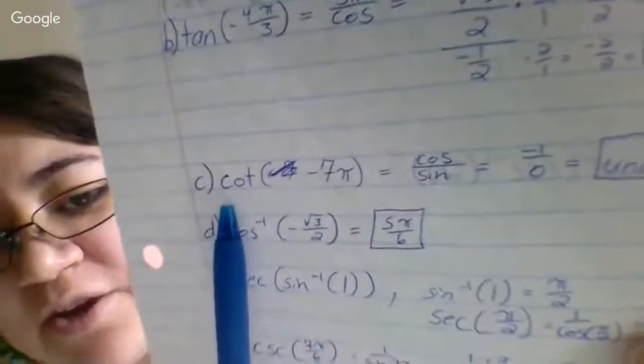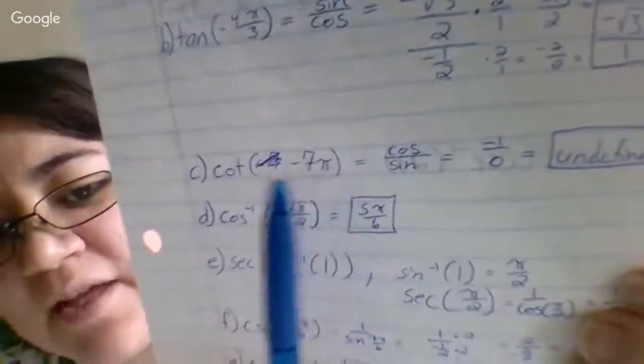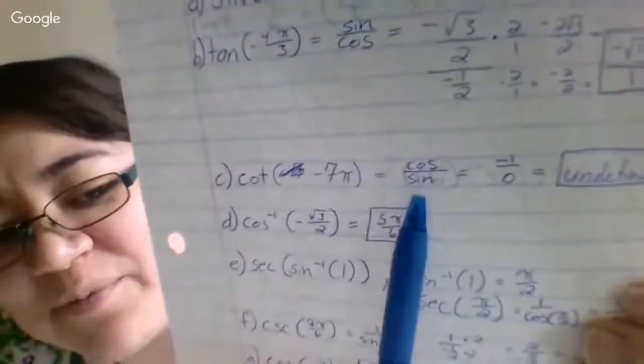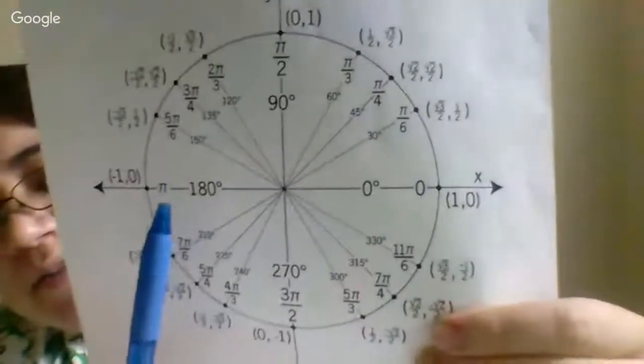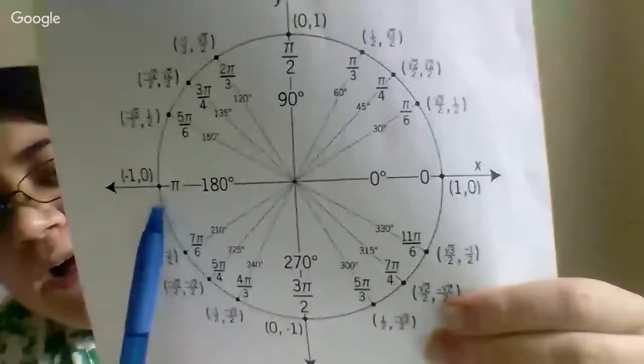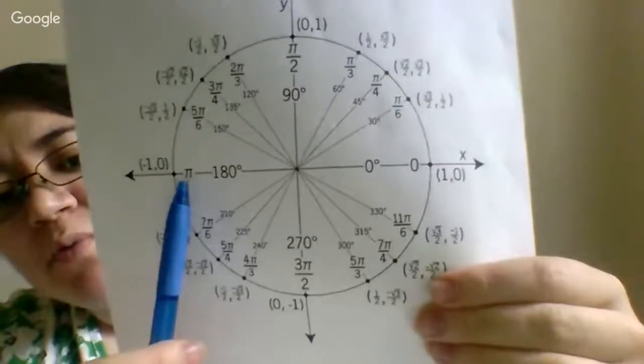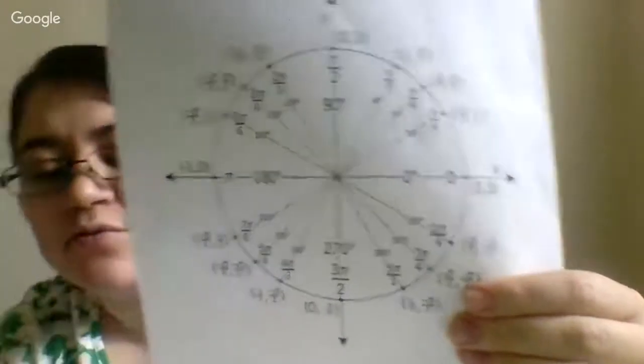For C, we're finding cotangent of negative 7 pi. So cotangent is cosine over sine. For the 7 pi, I had a hard time remembering, the pi value is here on the unit circle. So even if it's 1 pi, 2 pi, 20 pi, what we're going to be looking at is coterminal angles, which are going to come into play a lot later. But anyway, we're looking at the pi value there.